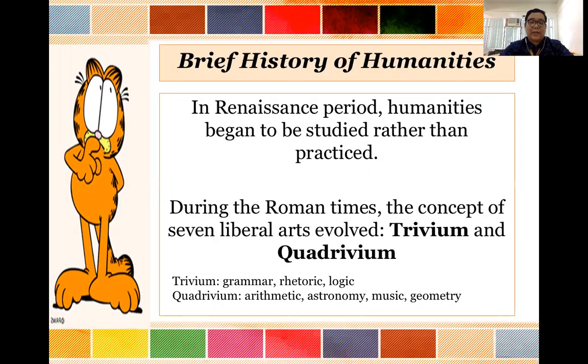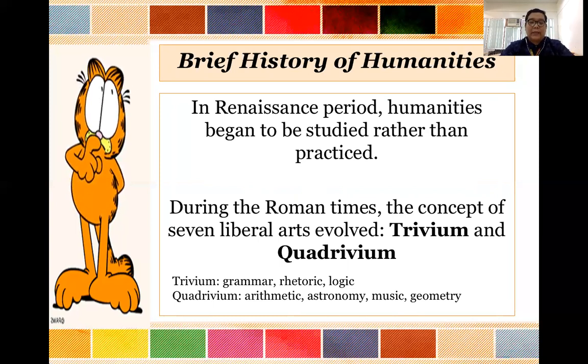Now, in the Renaissance period, humanities began to be studied rather than practiced. The Renaissance period was the period after the Middle Ages. This is the so-called period of rebirth. During the Renaissance period, there was a rebirth or rediscovery of the classical philosophy, literature, and the arts. And because of this rebirth, humanities was studied during this time instead of being practiced, unlike in the previous eras.